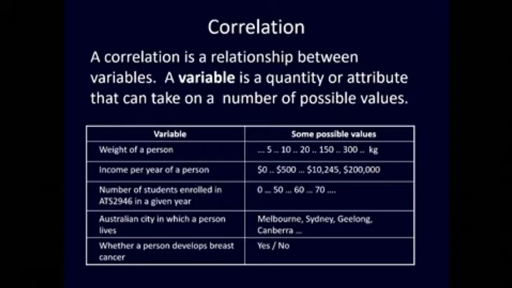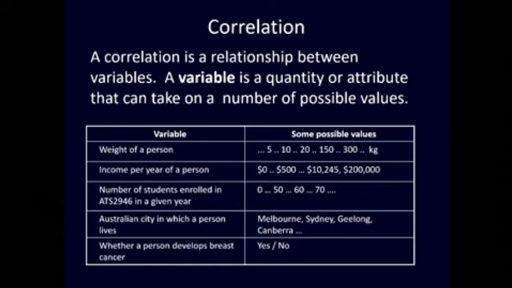So this is a simple idea. It's not complicated. An example of a variable is the weight of a person, right? That's a variable that can have weight of a person in kilograms, and it can have possible values like this. Different individuals have different values of that variable. That's a fancy way of saying different people have different weights. That's all there is to it. Income per year of a person, that's a variable. Different people have different incomes. It's a variable that can take on different values.